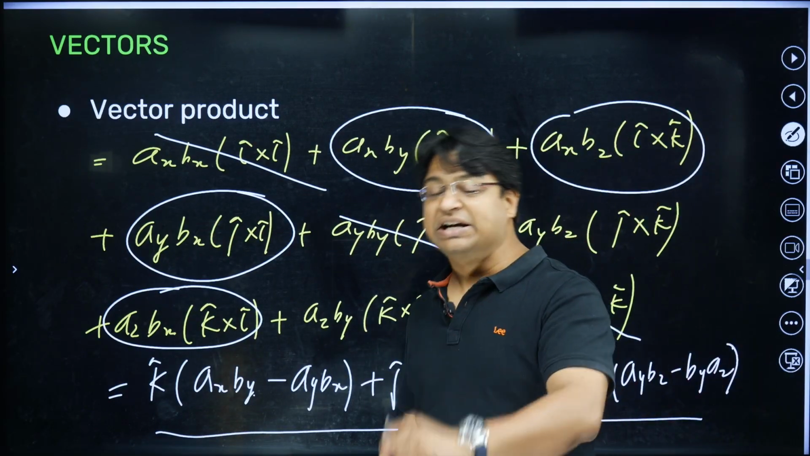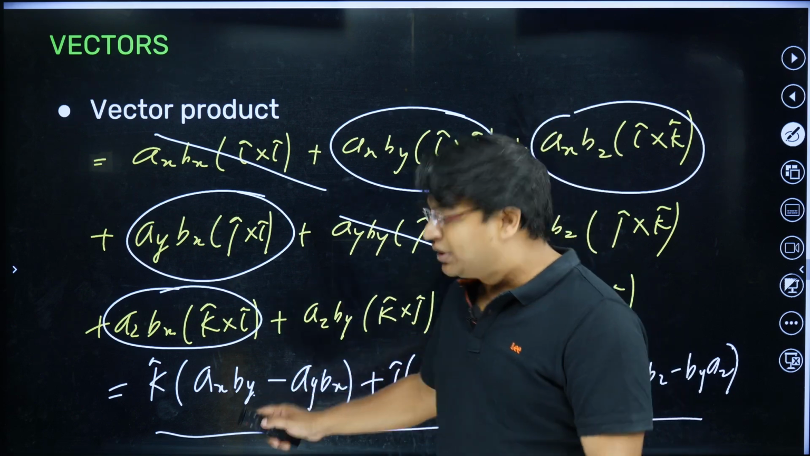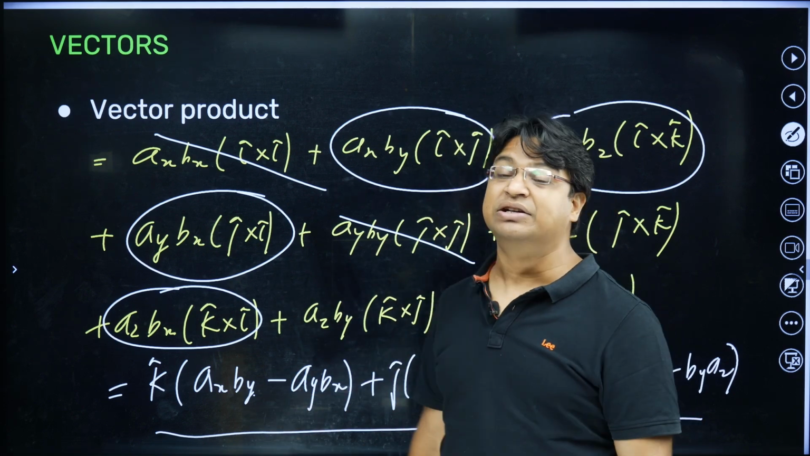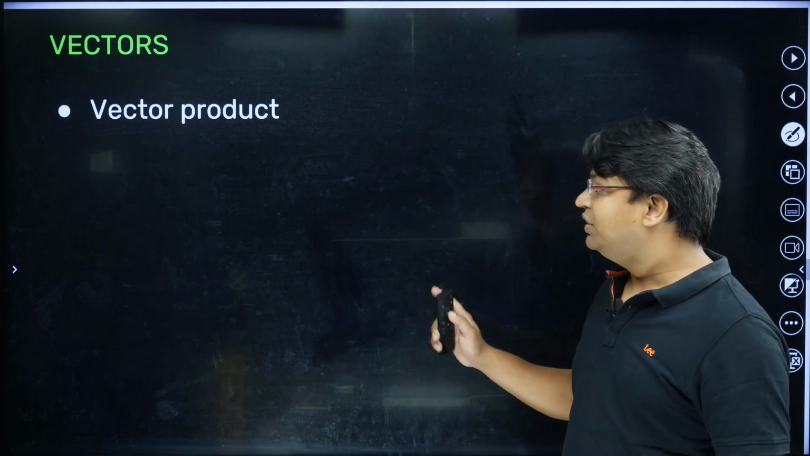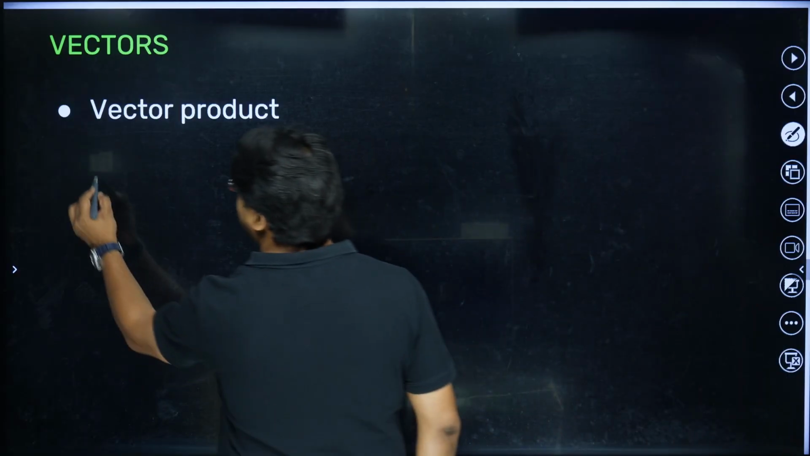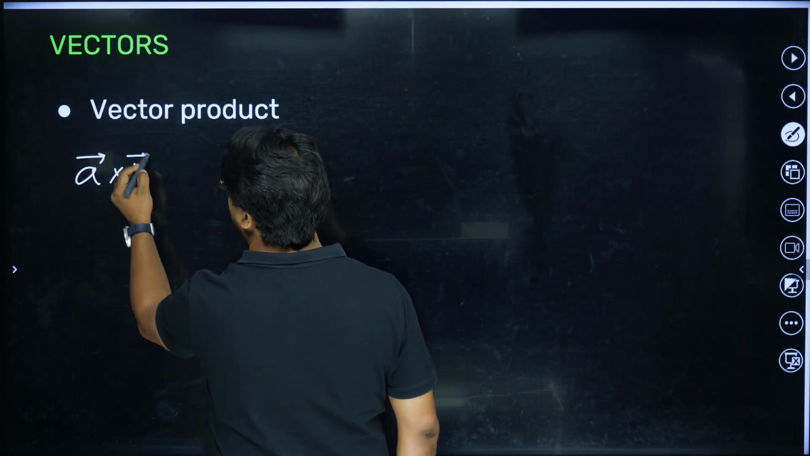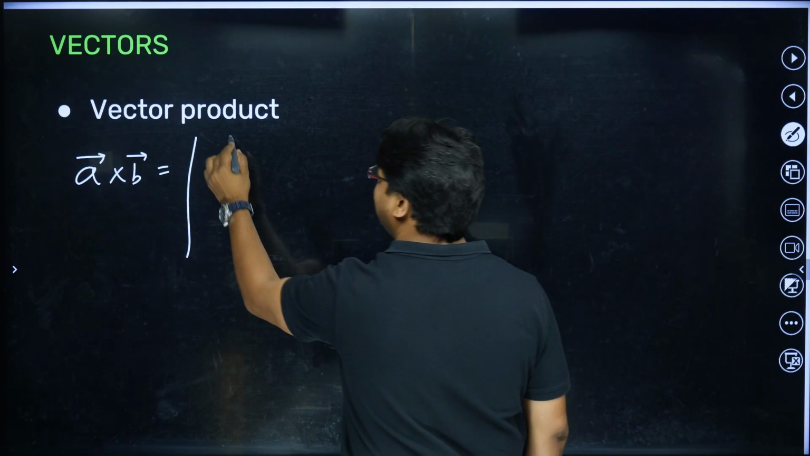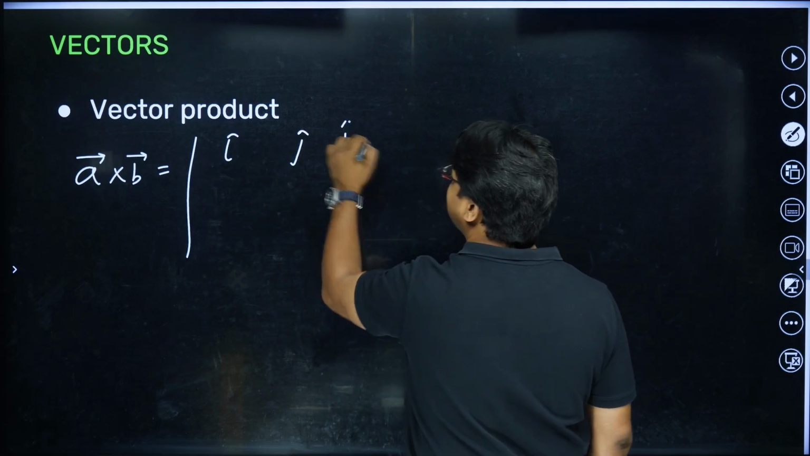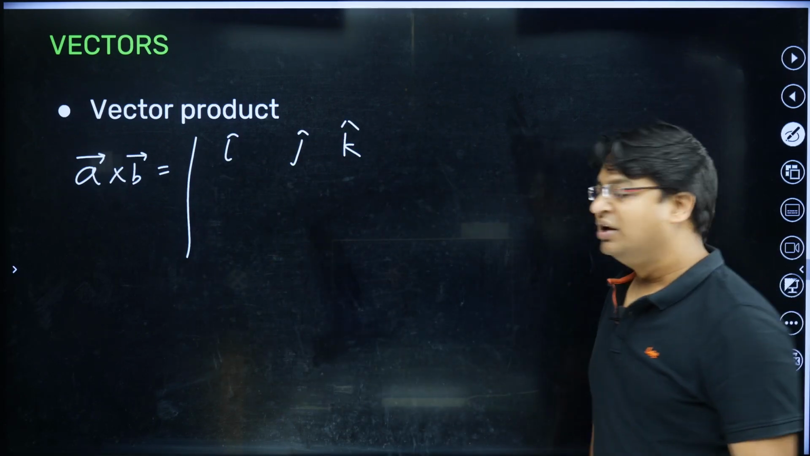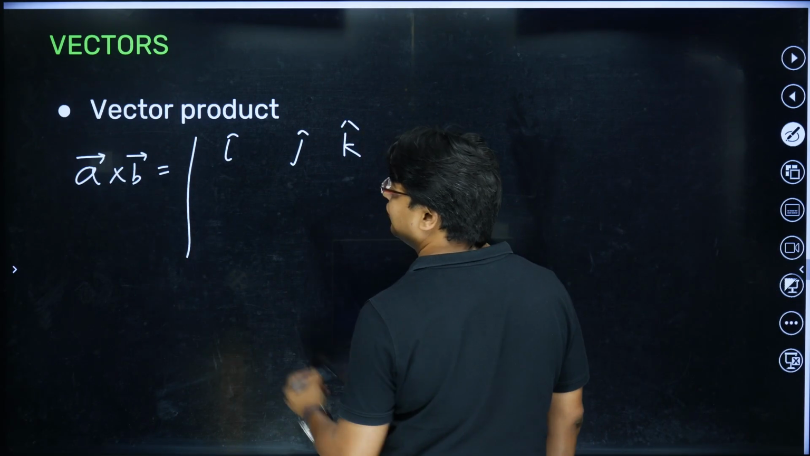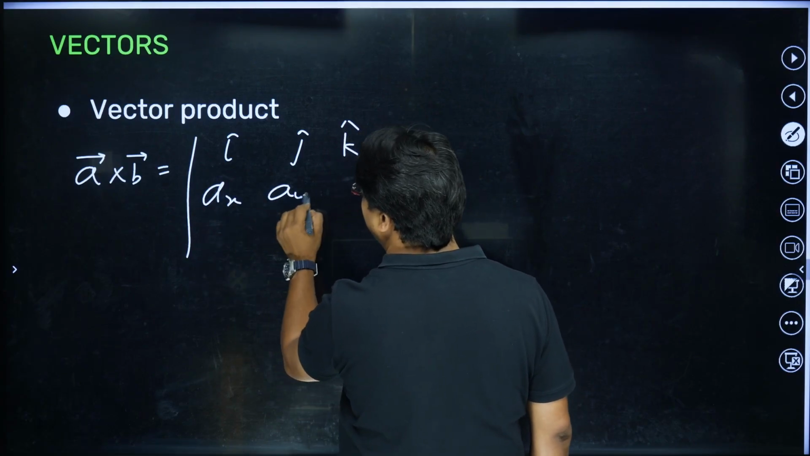We studied determinants so that we don't have to remember this. If you remember how to expand a determinant, then you don't need to remember this lengthy formula. A cross B, whatever you are supposed to get, you will get very easily if you make a determinant in which the first row is i j k. The second row would be the components of A, that is ax, ay, az.